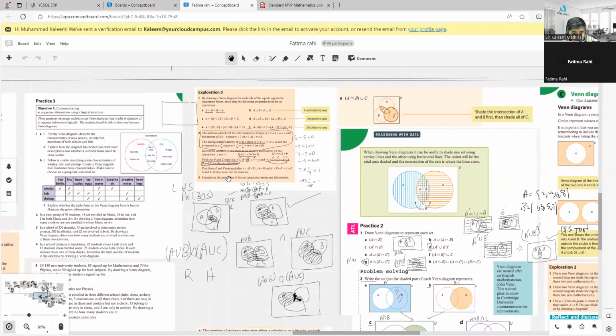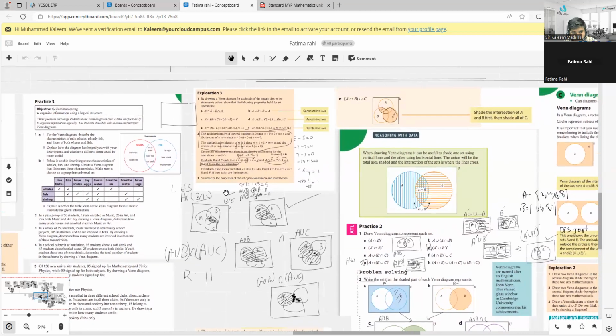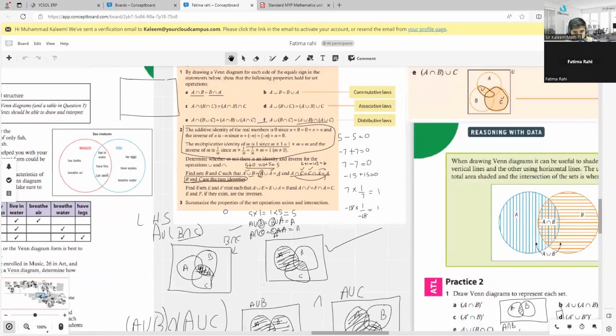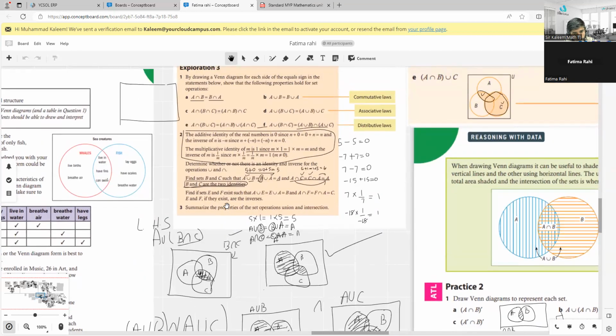Firstly, you just have to tell me what is the definition of identity in simple words. It's when a thing has no difference while operating, like operating addition, subtraction, union, intersection.